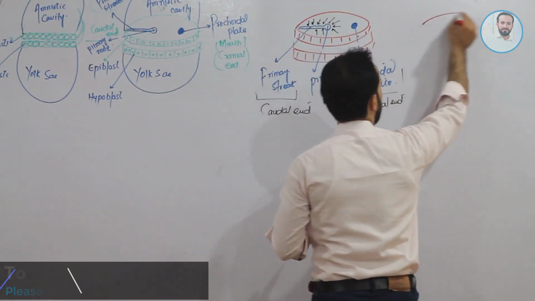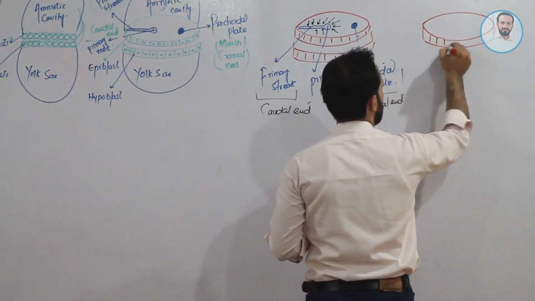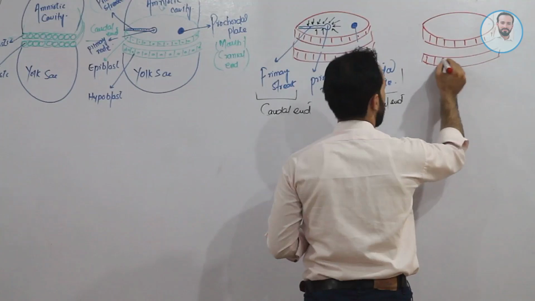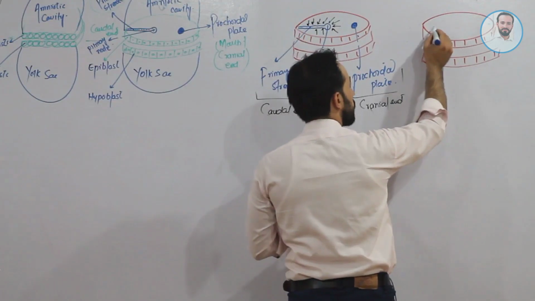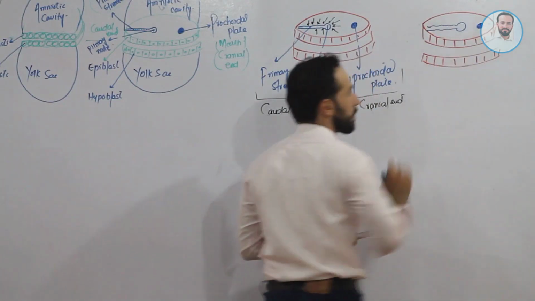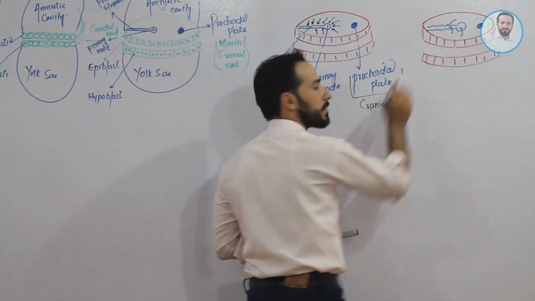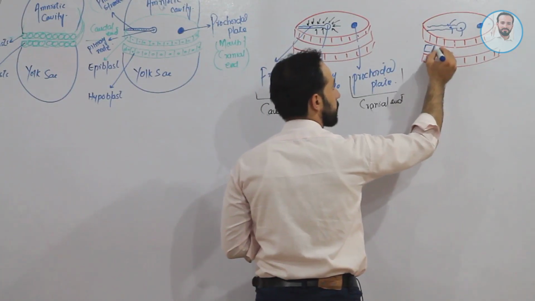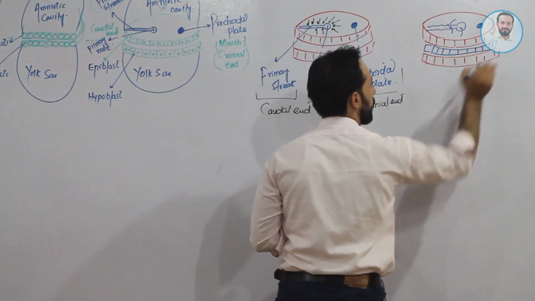Friends, this is our epiblast layer. Clear? This is epiblast and this is our hypoblast layer. Clear, friends? Now what has happened? This is our primary streak and this is the primary node and this is the procaudal plate. Now the cells have started migrating towards this streak and node from the epiblast. Where have these cells gone? These cells have started appearing here.